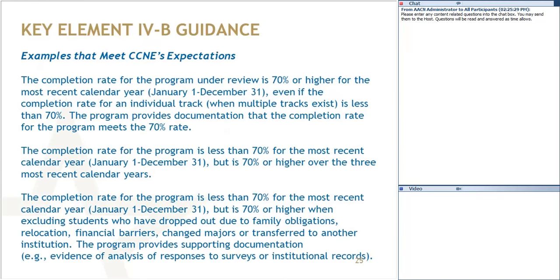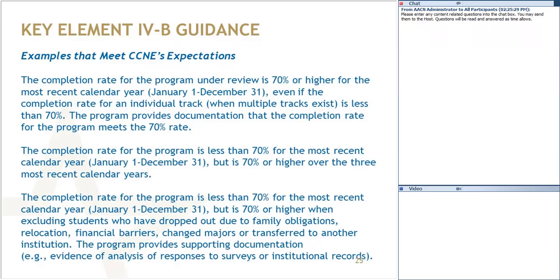So in our next slide, we have some examples of what a school could say in their self-study report that would demonstrate that the school is in compliance with 4B with regards to their completion rate. So the first example is the school calculated their completion rate, and it's 70% or higher for the most recent calendar year, and they did find that they have some tracks, and maybe these tracks aren't all 70%, but when they put everybody together, they are 70%. So as long as the program provides documentation that the completion rate for the program meets 70%, they're going to be okay.